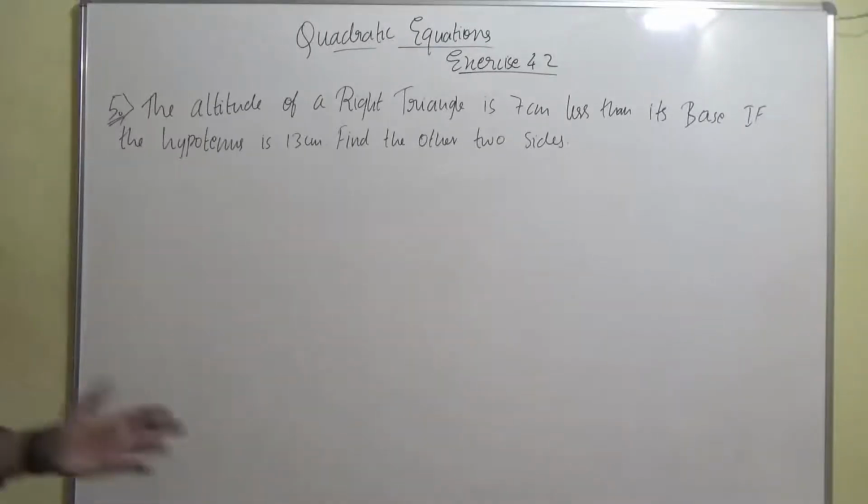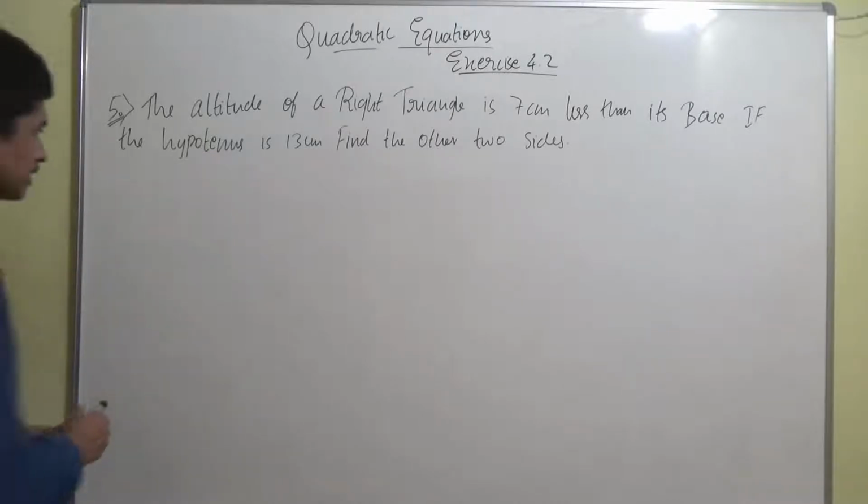Okay guys, now let's go to the fifth question. Fifth question says the altitude of a right triangle is 7 cm less than its base. If the hypotenuse is 13 cm, find the other two sides. Okay guys, so the question is all about a right triangle, right?